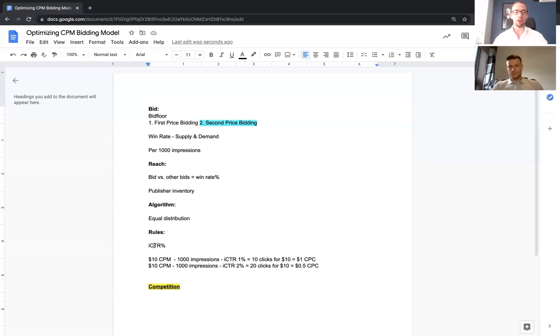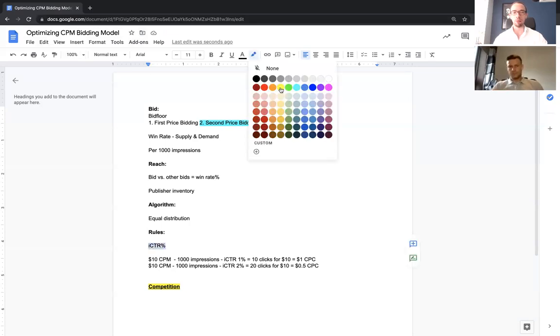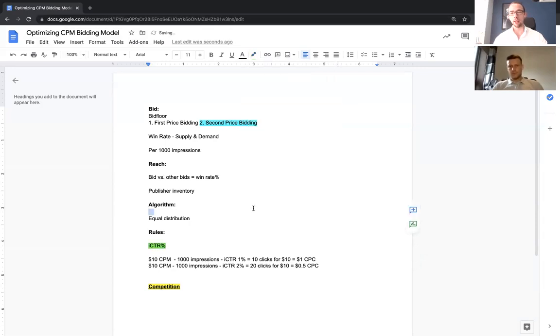regarding the bidding model will be iCTR, which Ross just mentioned, which is 100% correct. The iCTR has a big influence. Well, of course, relative to the algorithm, the reach, the bid, the iCTR is something that you have full control over. The amount of inventory that is available, you don't control. The equal distribution of creatives, testing, that is nice to have, but not a need to have. The bid versus other bids, well, you put in the bid, right?